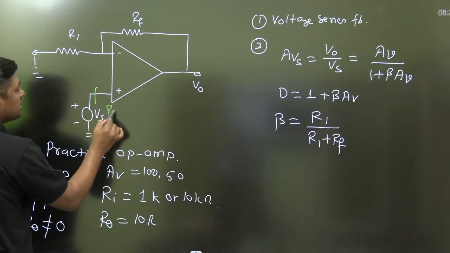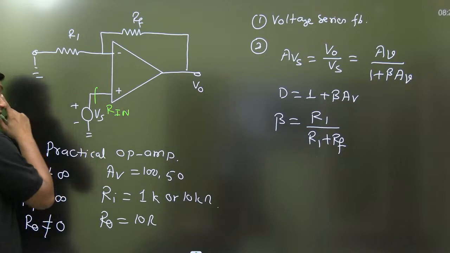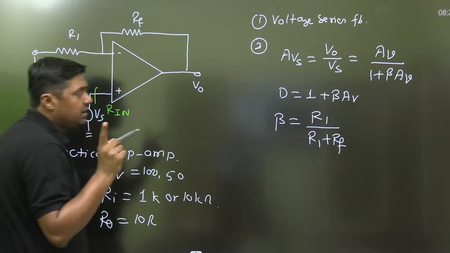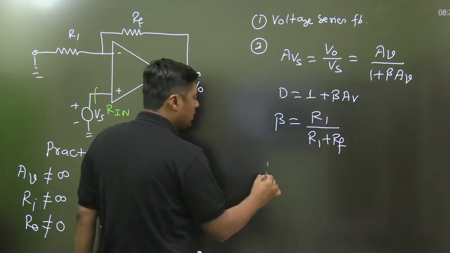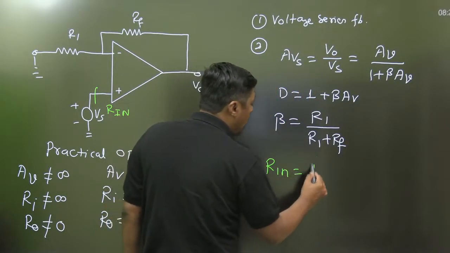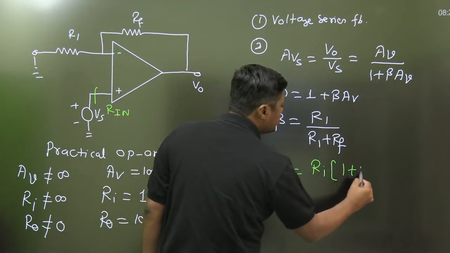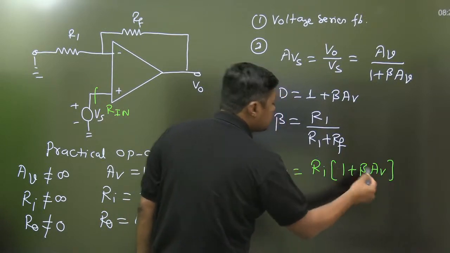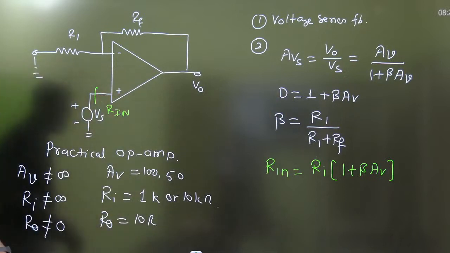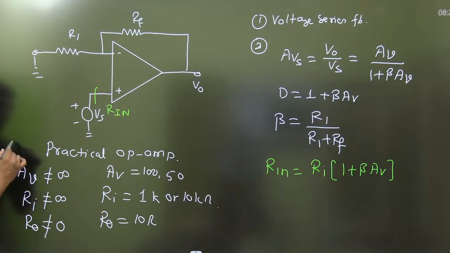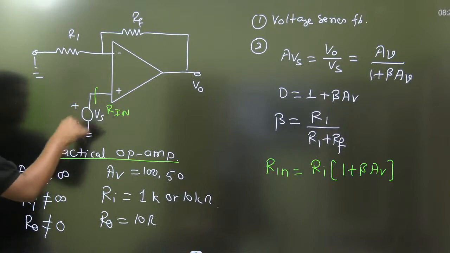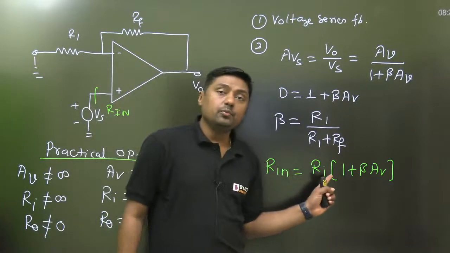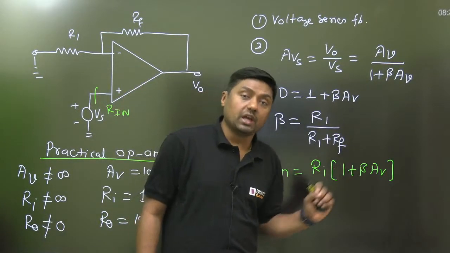Third question, what is the input resistance seen by this Vs? Now you will say that, sir, it is infinite. No, practically it is not infinite. So what is the Rin? Ri into 1 plus beta AV. Input resistance increases by the desensitivity factor. So that is the Ri for the open loop operational amplifier. These are the characteristics of an open loop practical operational amplifier. The resistance seen by Vs is given by the input resistance of the op-amp into 1 plus beta AV.